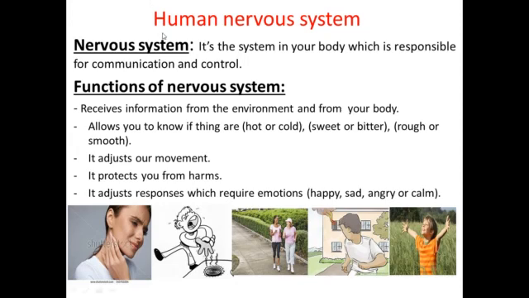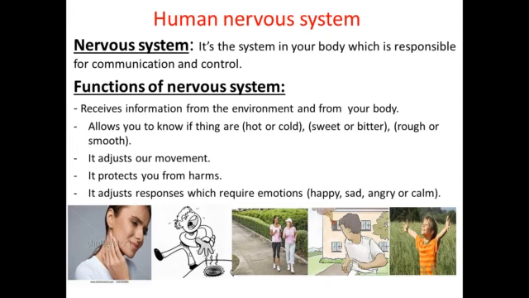Sensation is the function of the nervous system. But what is sensation? Sensation is the ability to communicate and respond to the different stimuli which are in the outer or the inner environment of our body. So the nervous system is a system which is responsible for communication and control of all body systems and all body functions.